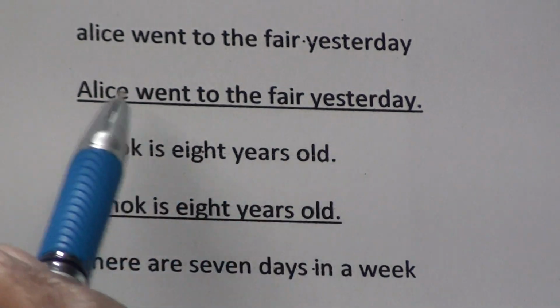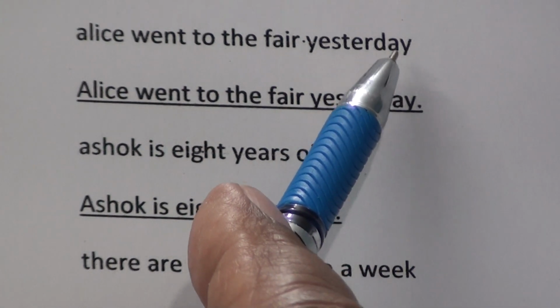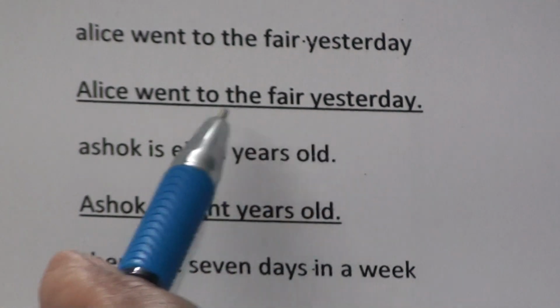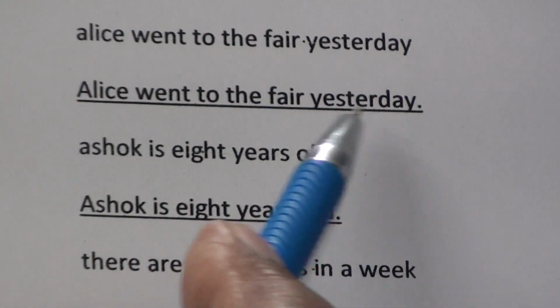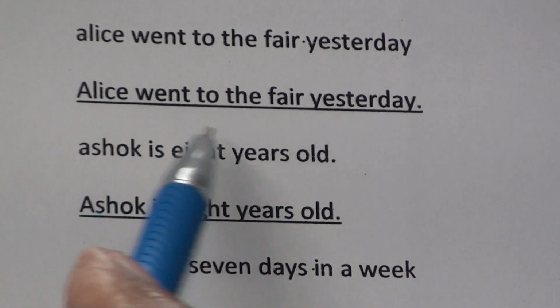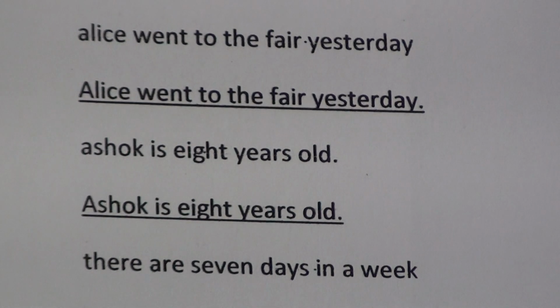Now here the full stop is missing. So at the end of the sentence we put a full stop. So now Alice went to the fair yesterday. Now it is a correct sentence. Now the next sentence.